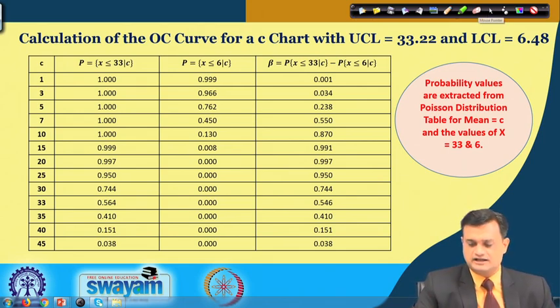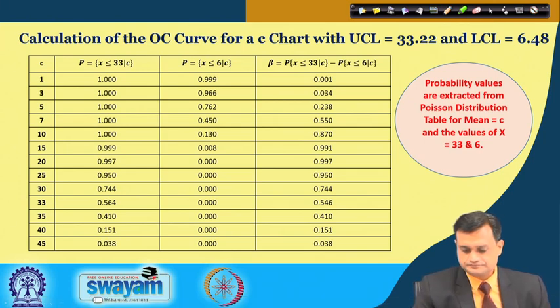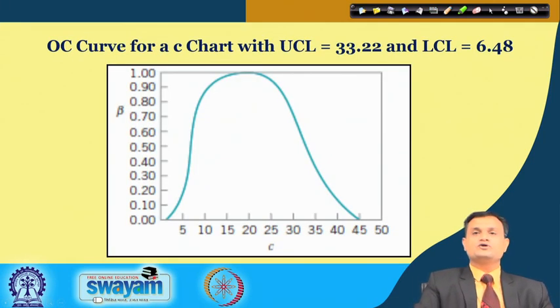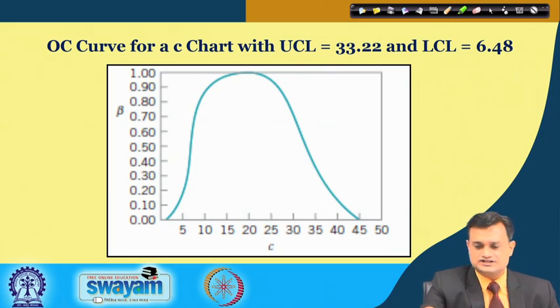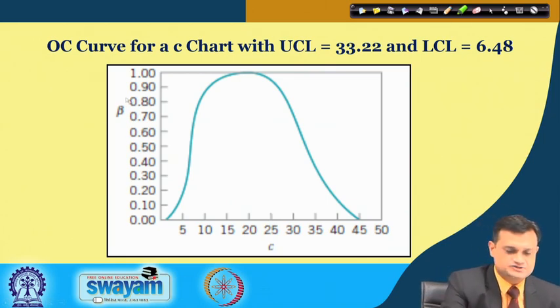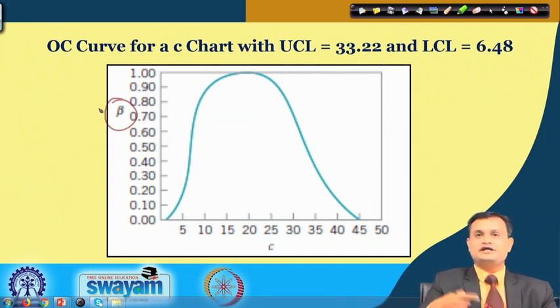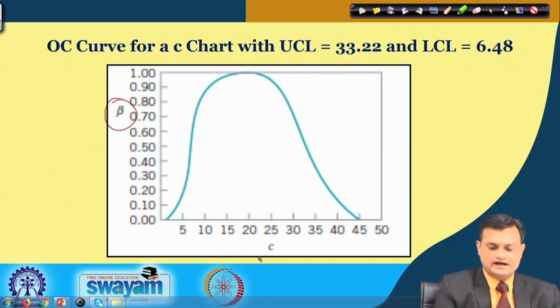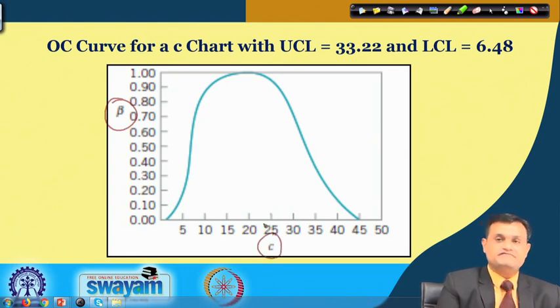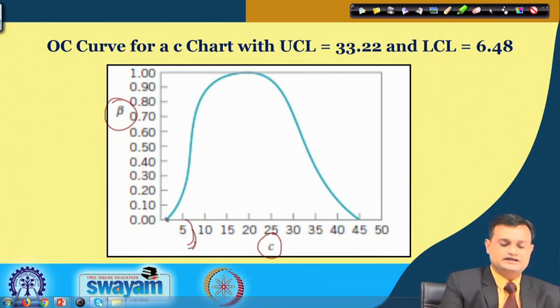Once you have this table available, then you can plot the OC curve and it looks like this. You have the type 2 error on the y axis, that is beta, and this beta I have already computed in the previous table. I have the value of C. So, I will just plot the value of beta for a particular C and I will get the OC curve.